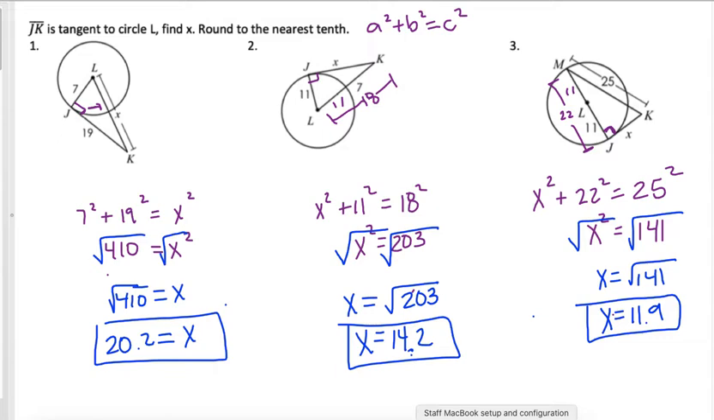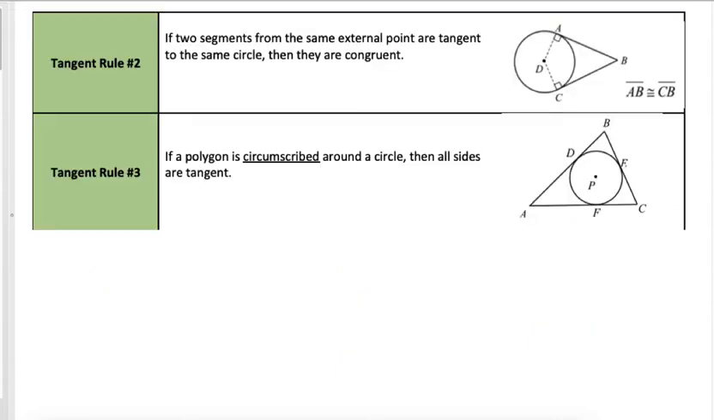So the first tangent property says that if it's going to be a tangent, we need this right angle. So we're using the Pythagorean theorem to either check to see if it's a tangent, or if we know it's a tangent, that property applies, and we can find missing pieces. We have 2 more rules here.